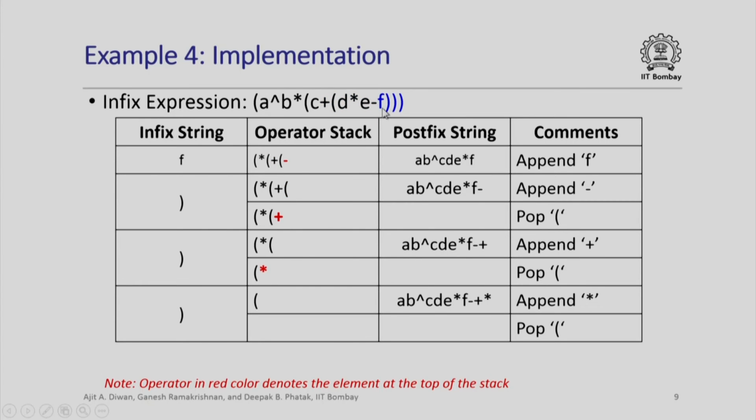We come across this F. F is an operand, so we simply append it to the postfix string. Now we come across the first closing bracket. When we come across the closing bracket, we append the minus operator which was on the stack to the postfix string. Now we look at the stack, it has an opening parenthesis.